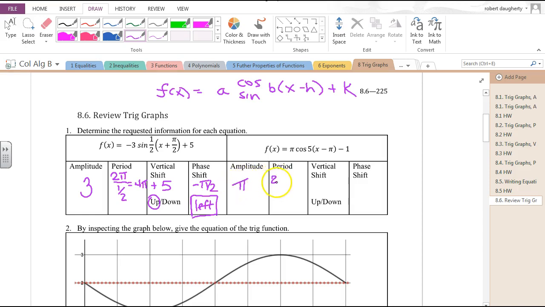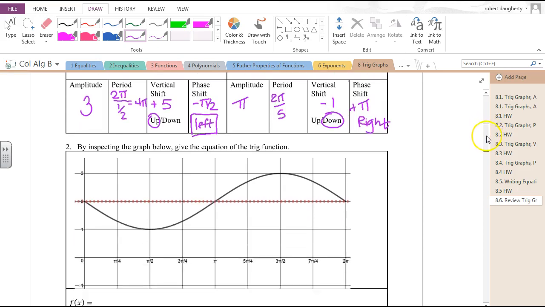Period is 2 pi divided by 5. The vertical shift is down by 1, and the phase shift is a phase shift of pi to the right. Okay, remember that's a positive shift. Okay, let's look at the next one.